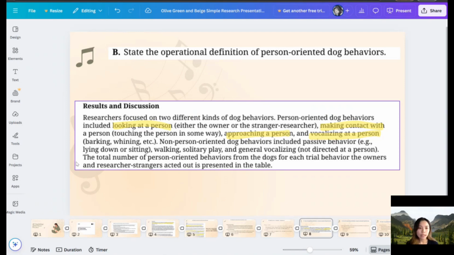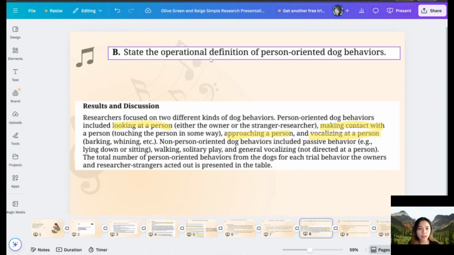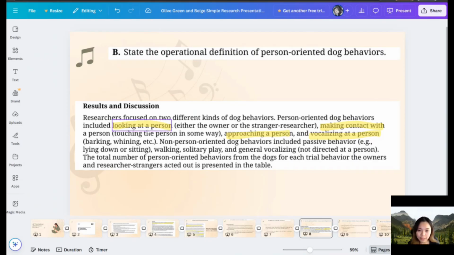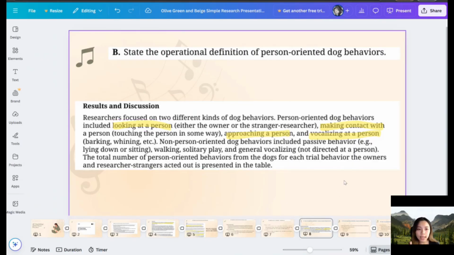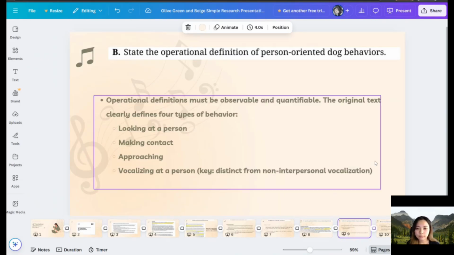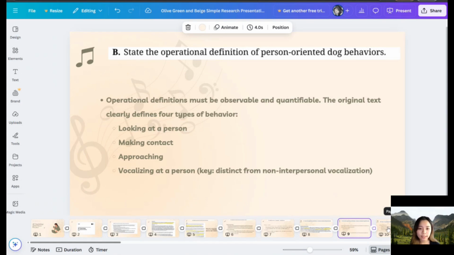Okay, so question B: state the operational definition of person-oriented dog behavior. This is the part that I already read in the results and discussion, and they already wrote it in there. So basically, the operational definition for this specific study is looking at a person, making contact with a person, approaching a person, and vocalizing at the person. And this is already stated in the task, so it's already defined in there.